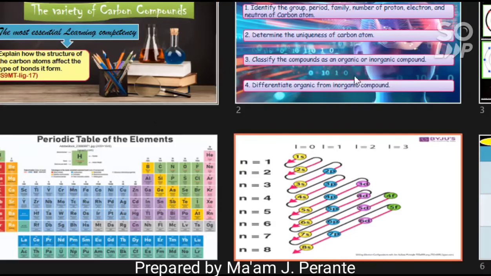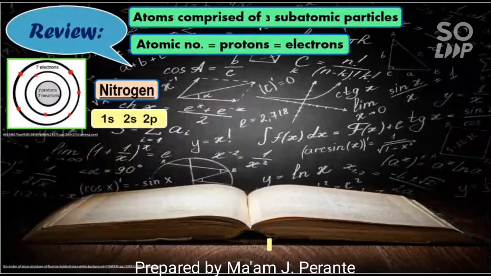Okay, going back to our element nitrogen, that is 7, so 1s2, 2s2, and then 2p3. And if you add the exponents 2, 2, and 3, you will get 7. And that is the atomic number, proton, and electron number of the element nitrogen.